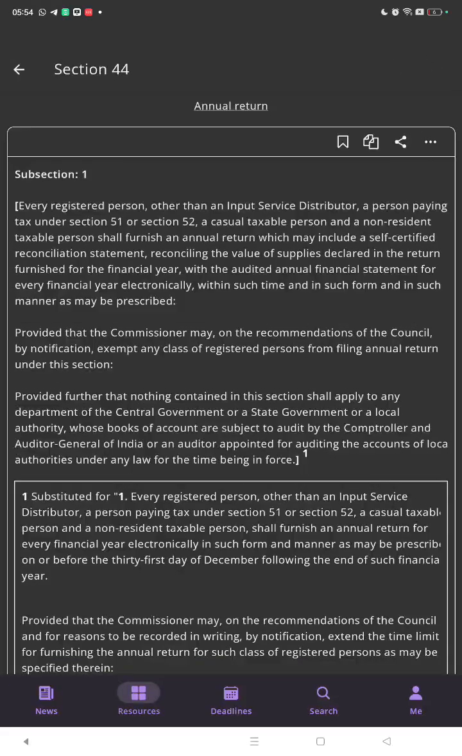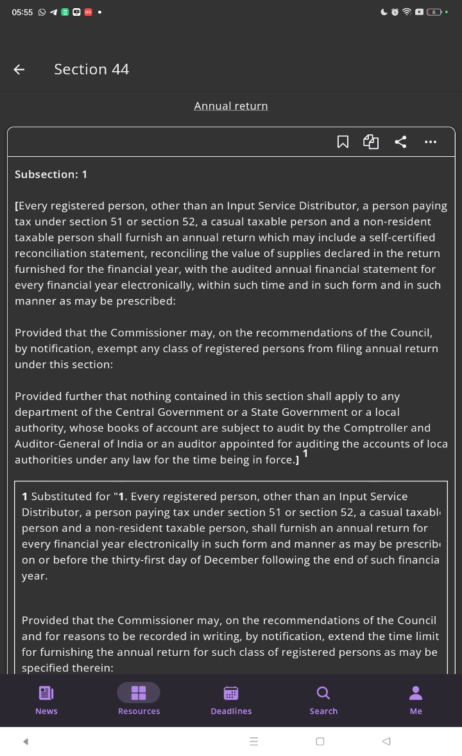Section 44, annual returns. Subsection 1: every registered person, other than an input service distributor or a person paying tax under section 51 or 52, a casual taxable person and a non-resident taxable person, shall furnish an annual return which may include a self-certified reconciliation statement, reconciling the value of supplies declared in the returns furnished for the financial year with the audited annual financial statement for every financial year, electronically within such time and in such form and manner as may be prescribed.